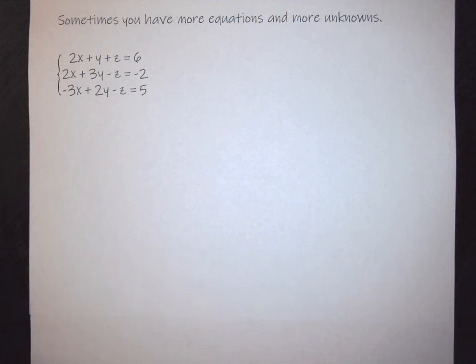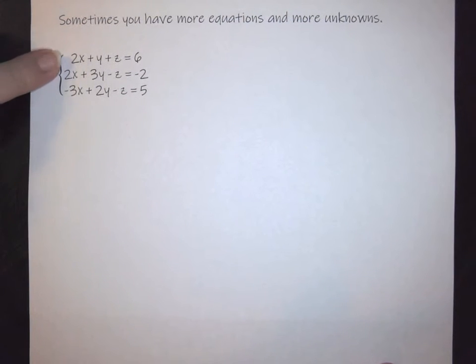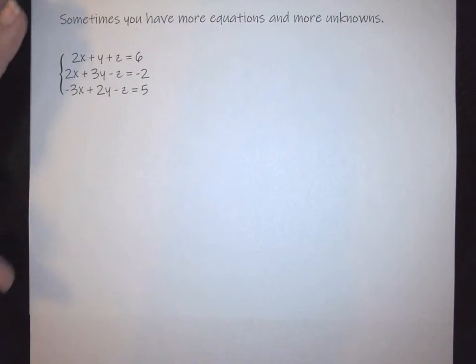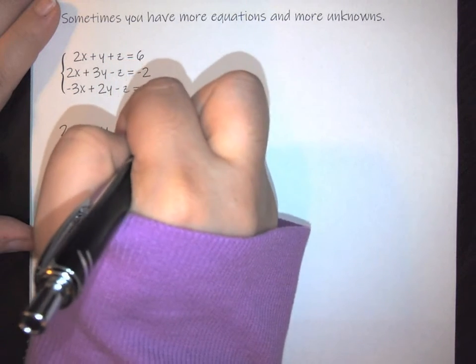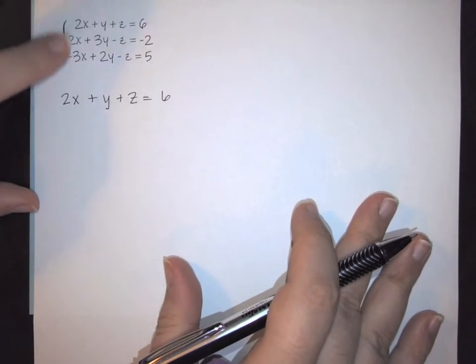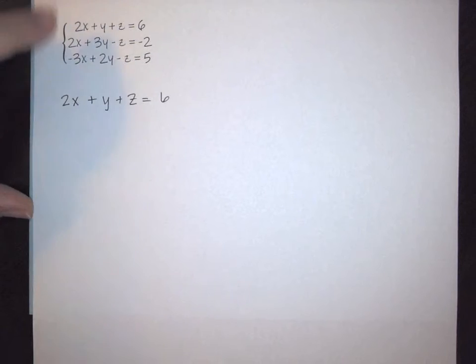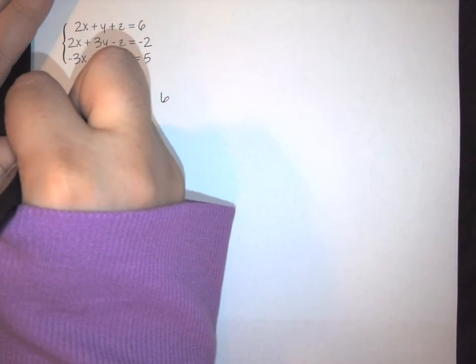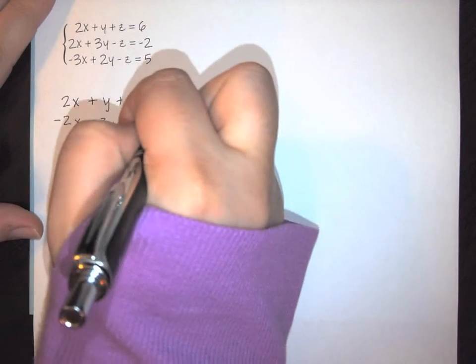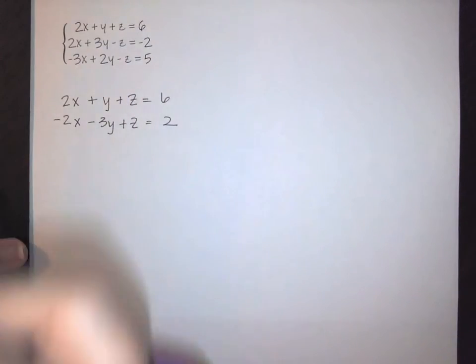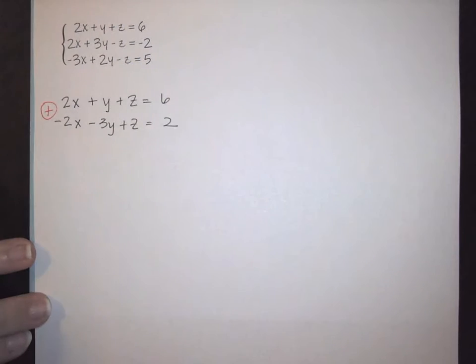So I'm going to go ahead and look at the fact that here one approach is to say I have a 2x and a 2x. All I need to do is make one of them negative. So I'm going to keep my top positive. So this is going to be 2x plus y plus z equals 6. And then I'm going to change the signs of my second equation by multiplying everything with negative 1. So this becomes a negative 2x minus a 3y plus a z equals 2. The elimination method says I have to add these 2 equations together.